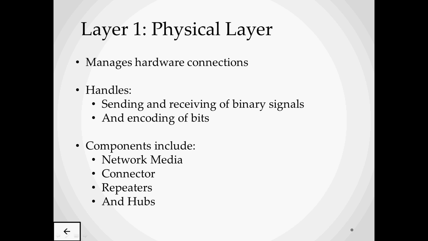Layer 1 is the physical layer. The physical layer manages hardware connections. It handles the sending and receiving of binary signals and also the encoding of bits. Its components include network media, connectors, repeaters, and hubs.